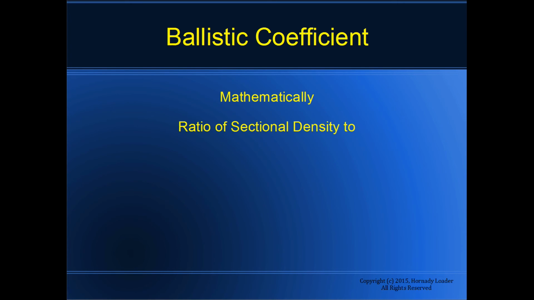Now, mathematically, the ballistic coefficient is the ratio of a bullet's sectional density to its coefficient of form. Now, what's coefficient of form? Well, that's just fancy talk for shape. So if you're talking to someone who raises his pinky while he sips his tea and reminisces about the good old days at Harvard, you can call it coefficient of form. When you're at the range talking to normal folk, you can call it shape. We'll know what you're talking about.